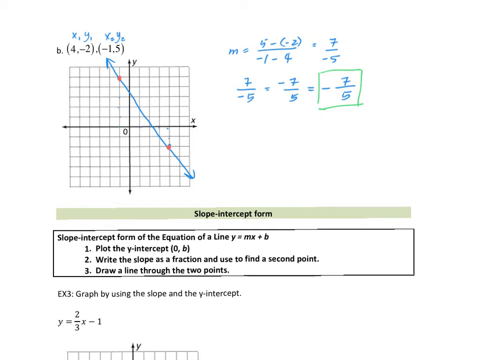If I start with the point 4, -2, then I go up 1, 2, 3, 4, 5, 6, 7. So it's a positive 7. But I'm going over to the left 1, 2, 3, 4, 5. So that's in the negative x direction, which means if I were to count to find my slope, it would be 7 over -5, which is what we got.